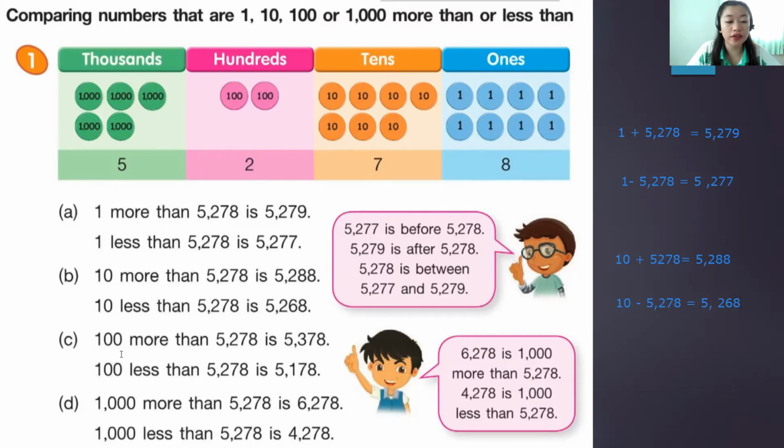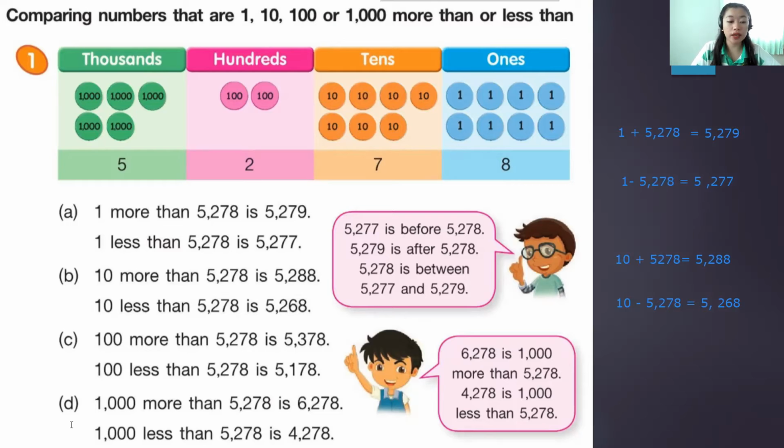We have 100 more than 5,278 is equal to 5,378. So in here, we add 100 to 5,278. Okay, so in the next statement, we have 100 less than 5,278 is equal to 5,178. So they have subtracted 100 from 5,278.